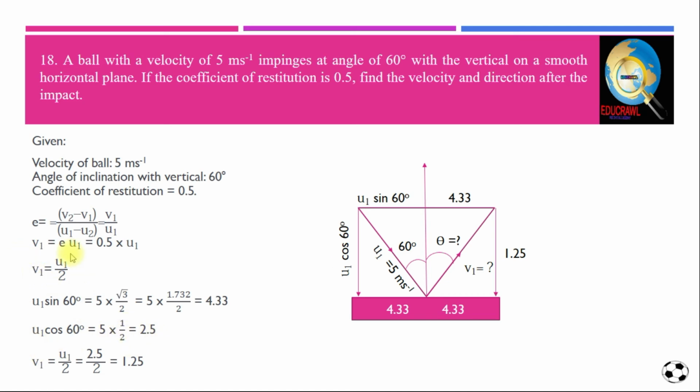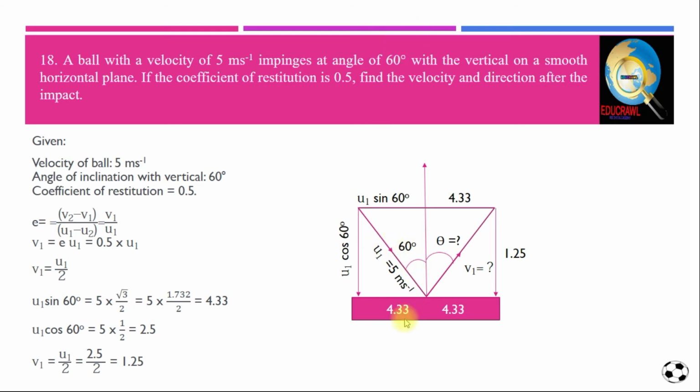Here what did we find using the coefficient of restitution? V1 is equal to U1 by 2. U1 is 2.5. So 2.5 divided by 2 will be 1.25. So if you see the diagram, this vertical value is 1.25 and the horizontal one is 4.33. This 4.33 value of velocity will be constant. The horizontal value will be constant and the vertical value only will be changing.